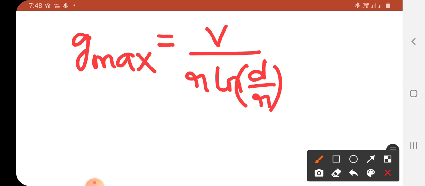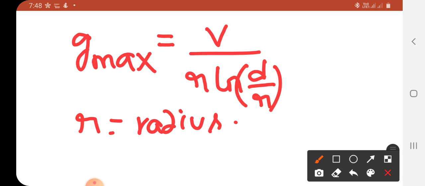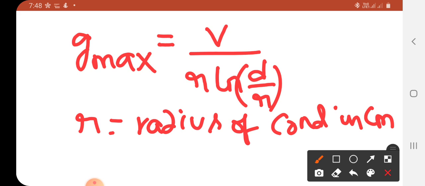So in the case of parallel conductors, the maximum potential gradient occurs at the surface of the conductor, and that value is given by G max is equal to this value. Now what is R here? R is the radius of the conductor in centimeters, and D is the spacing of the conductors in centimeters.